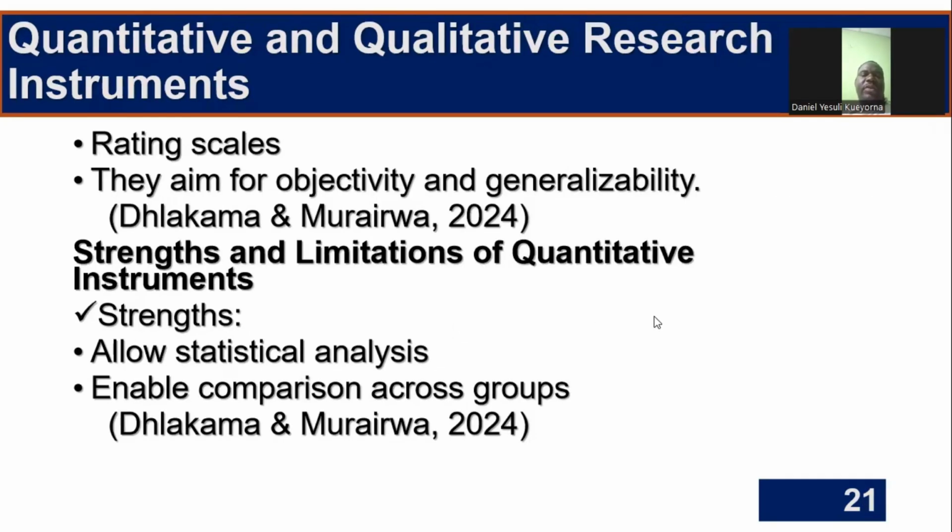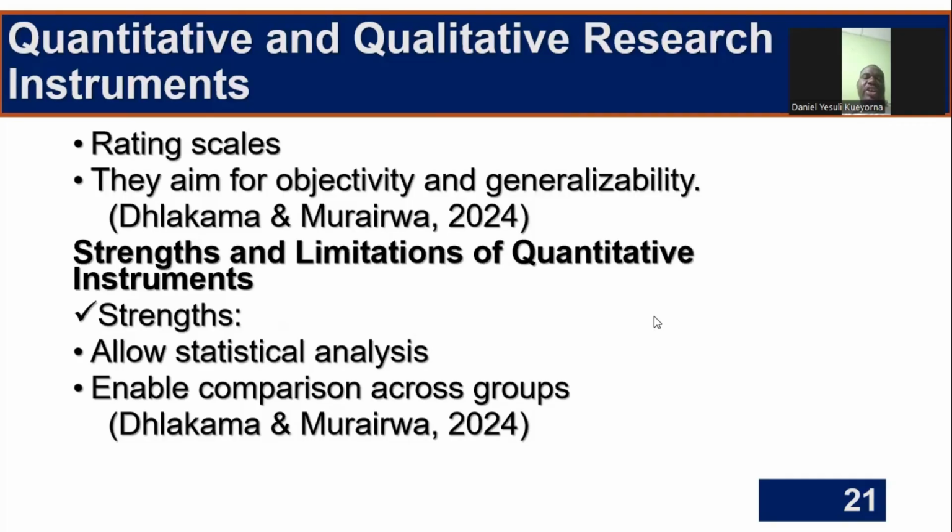Next slide, please. We also use rating scales, which aim for objectivity and generalizability. So we tend to use the data we collect to raise a model which you can use for generalizability and objectivity. It tests only facts, and it can be generalized. Also, let's look at the strengths and limitations of quantitative instruments compared with qualitative ones.